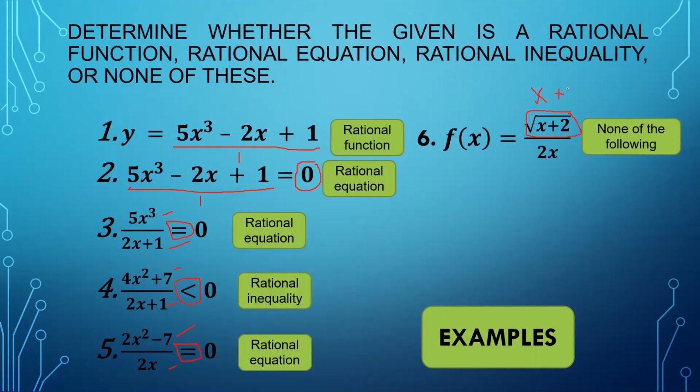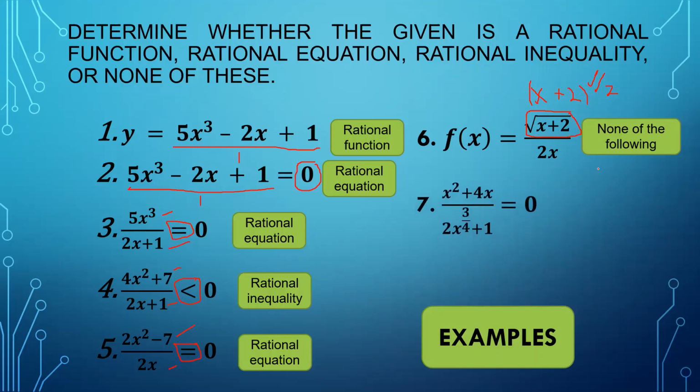can be written as (x plus 2) to the 1 half, and 1 half is not an integer. So therefore, this is not a rational function, rational equation, or rational inequality. Next, we have number 7.